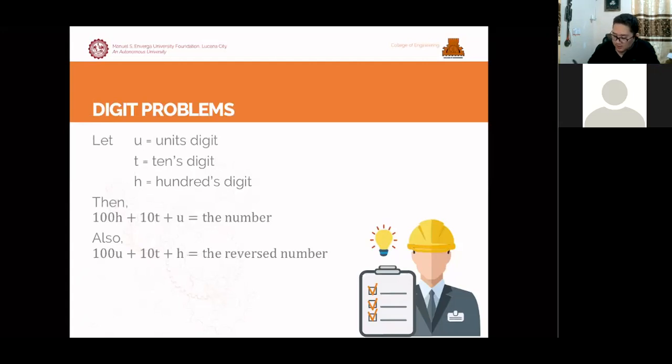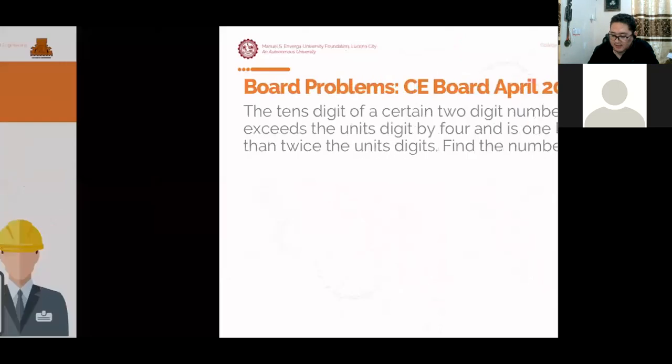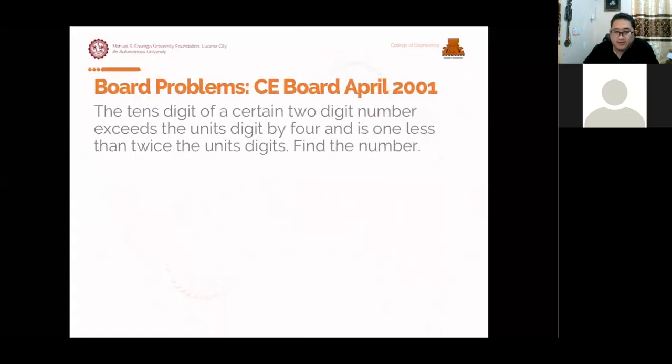So, ibig sabihin kung halimbawa may number tayo, sabihin natin 215, para ma-represent si 215 reversely, kailangan gagamitin nating equation is ito para maging 512 siya. Okay? So, anong ibig sabihin niyan? So, apply natin sa board.